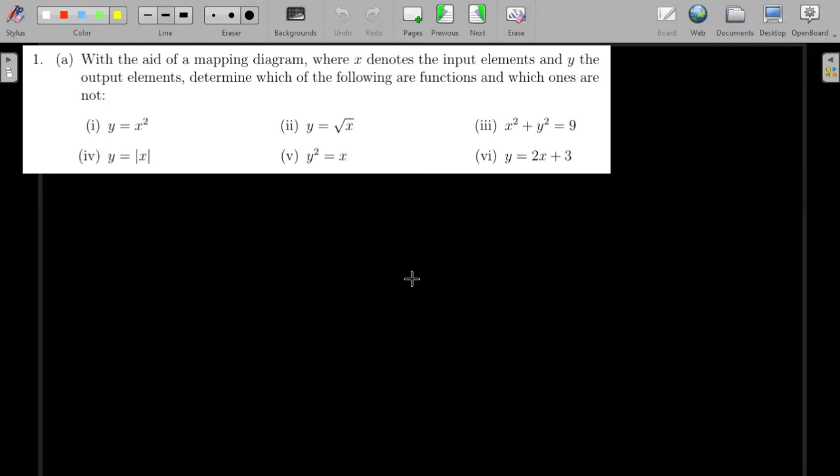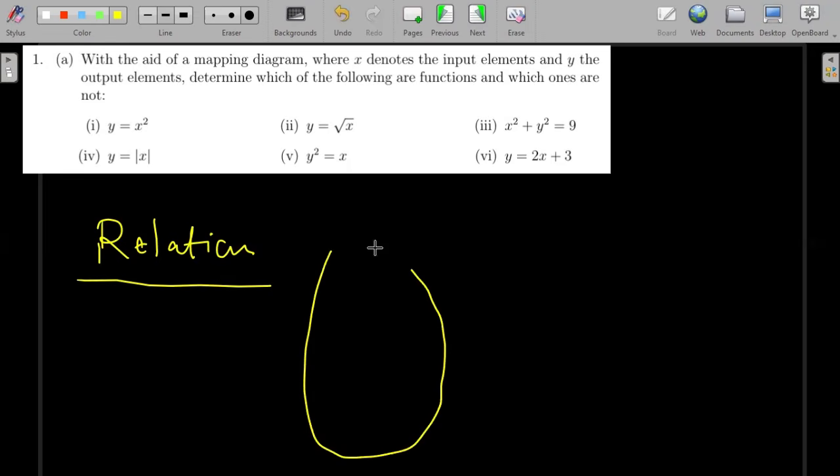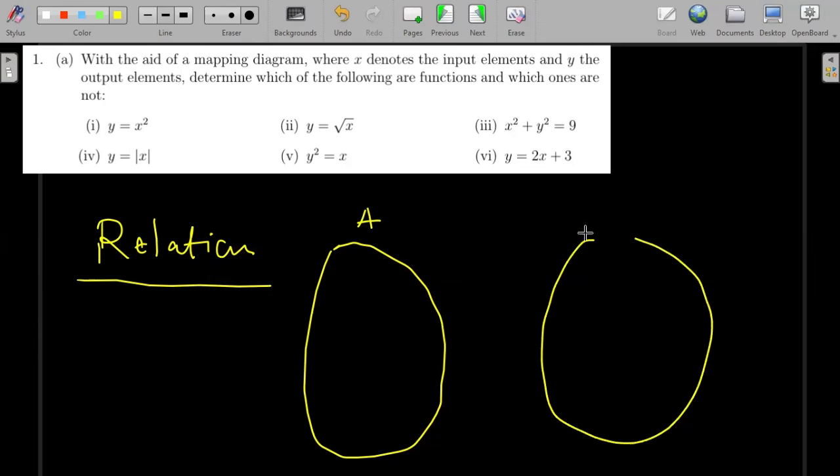But before we even look at questions, I feel it is important to explain some of these concepts. So a function is under the umbrella of what we call a relation. So we know a relation. This relation is simply a relationship between two sets. So we can have maybe a set A here, and then a set B there. How the elements of set A are going to be relating with the elements of set B, that's what we call what?